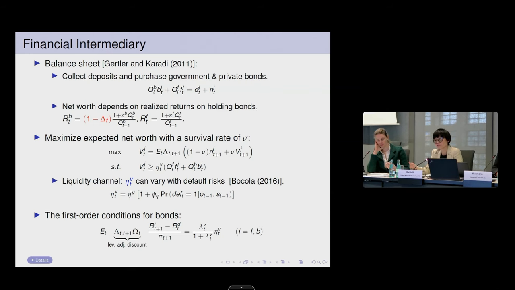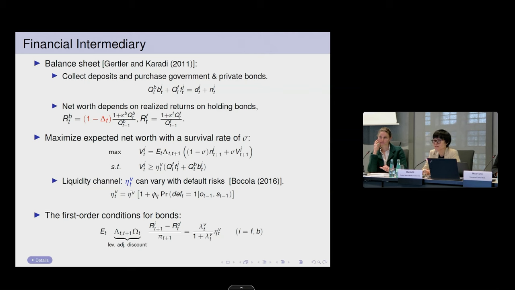And then they face a maximization problem, where they're going to maximize the expected net worth throughout their lifetime. And if there is no survival rate, then what's going to happen is that they're going to accumulate enough net worth that they don't need to rely on the deposit. So if we follow the literature, assuming those banks have a survival rate of sigma, therefore, with probability 1 minus sigma, they may exit from the banking sector and take the net worth with them. And we also assume there is an incentive constraint here.